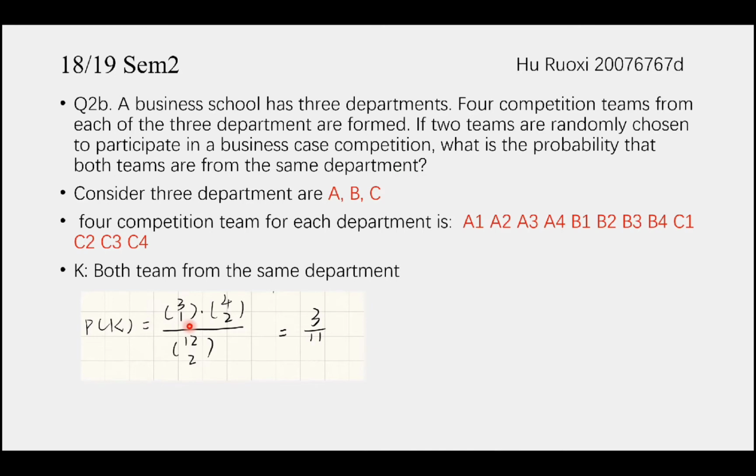And also we consider that we choose A. And there are 2 teams over 4 and 0 randomly. So it's 2 that can be formed from 4. And we can get the answer is 3 over 11.